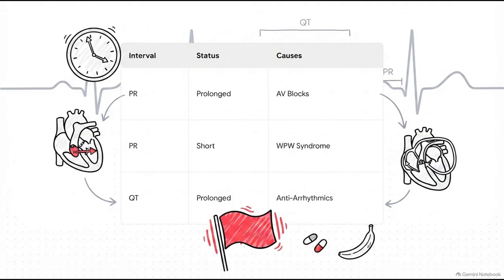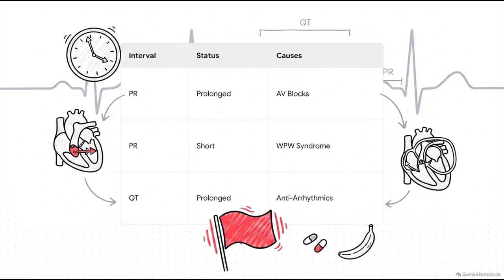When our electrical intervals are off, they're essentially sounding an alarm. A prolonged PR interval, which just means it takes a little too long for the signal to travel, suggests an AV block. Now, if it's too short, you might be looking at an accessory pathway, like in WPW syndrome. And a prolonged QT interval is a massive red flag for dangerous arrhythmias that's often triggered by hidden side effects from things like antiarrhythmic drugs, standard antibiotics, or even just low potassium.